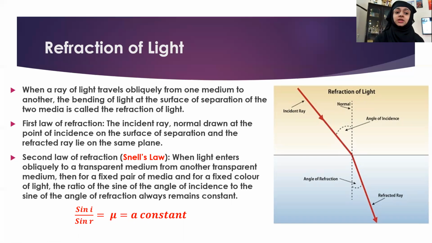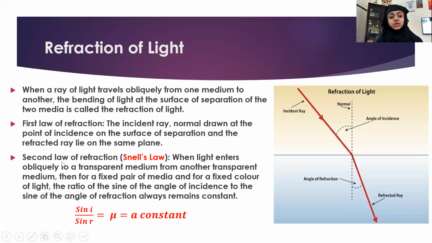So what is refraction? When a ray of light travels obliquely from one transparent medium to another, the bending of light at the surface of separation of two media is called refraction of light. So that is one condition. If the light is traveling along the normal, there will not be bending of light. Only if it is making an angle less than 90 degree with the normal, there will be a refracted ray.